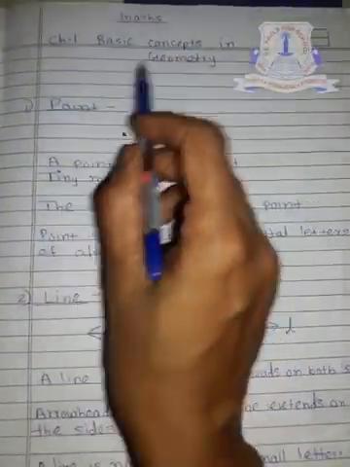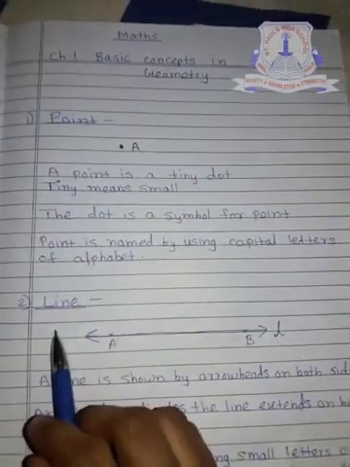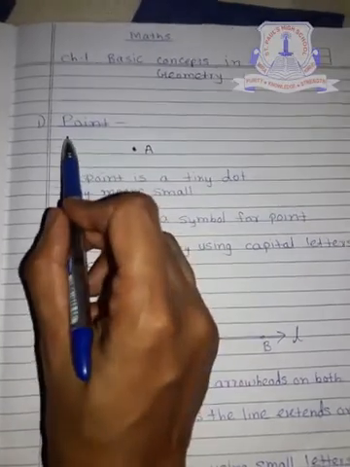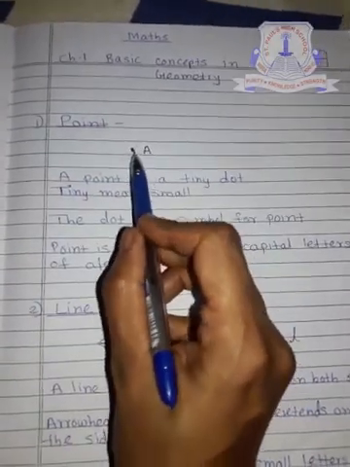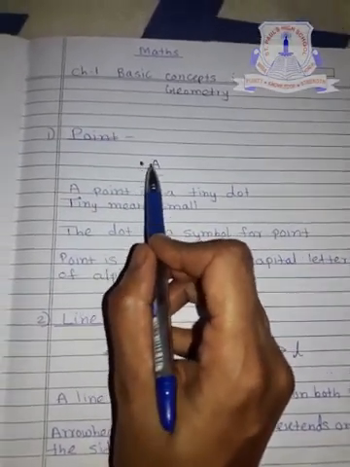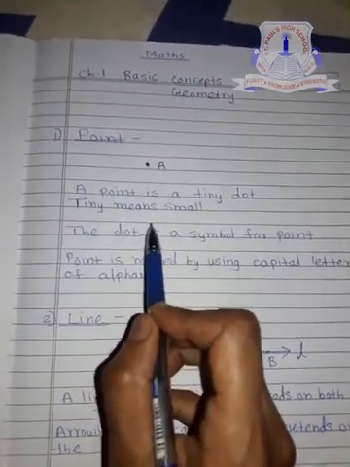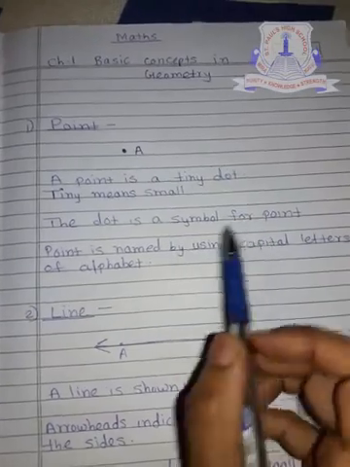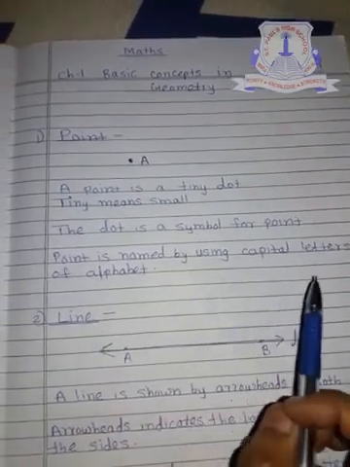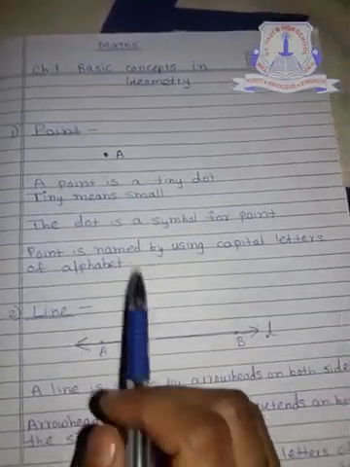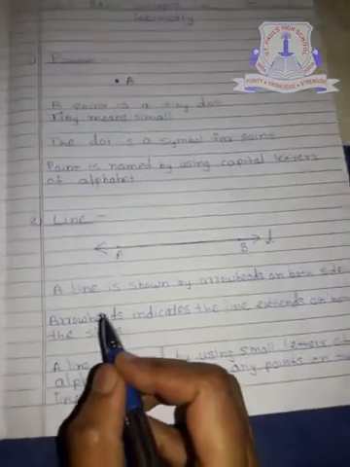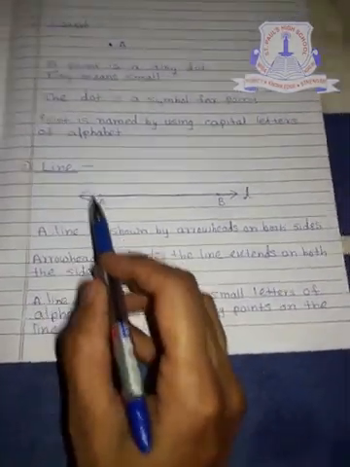In the chapter Basic Concepts in Geometry, there are some elements of geometry. The first element is point. This is a point which is a tiny dot. Tiny means small. The dot is a symbol for point. Point is named by using capital letters of the alphabet. For example, point A.